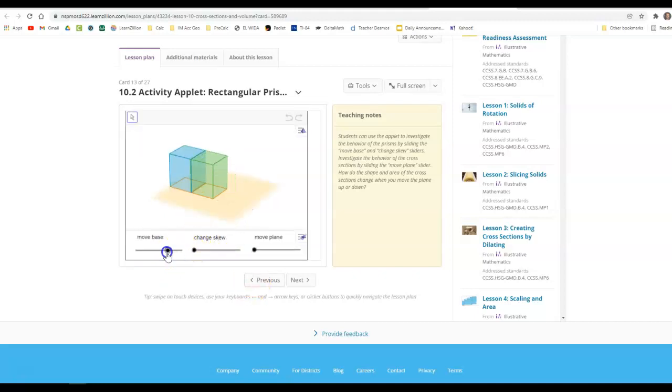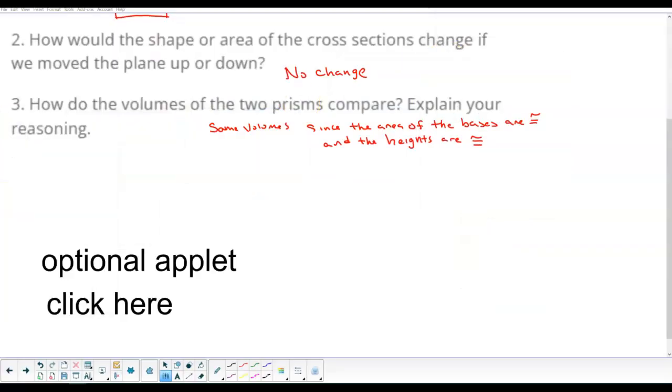And notice here, if I move the base, you can see these two shapes have the exact same base. If I change the skew, that makes it more oblique. And then I can take the plane, and the plane is just moving parallel to the base, but notice, no matter how I move it, you can see those cross sections, if I move it back over, see how that cross-sectional area is still the same? Even if it's tilted, that area still stays the same. And it's true all the way from the top on down to the bottom. It has the same area of cross-section throughout.